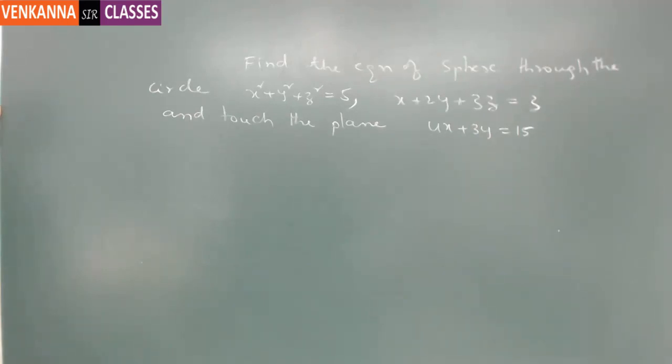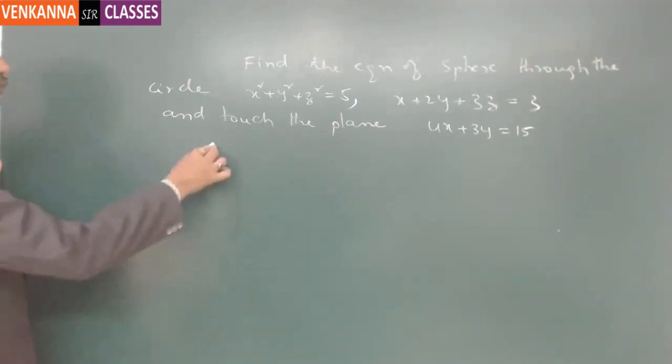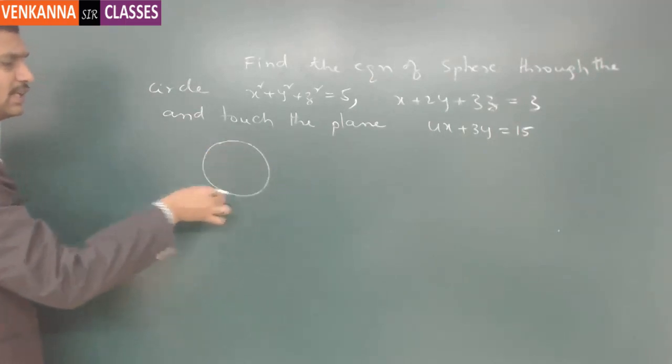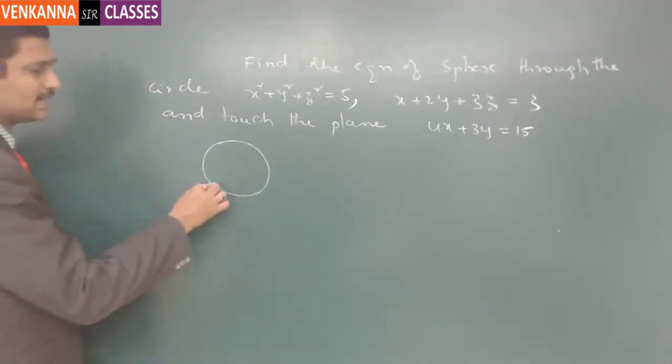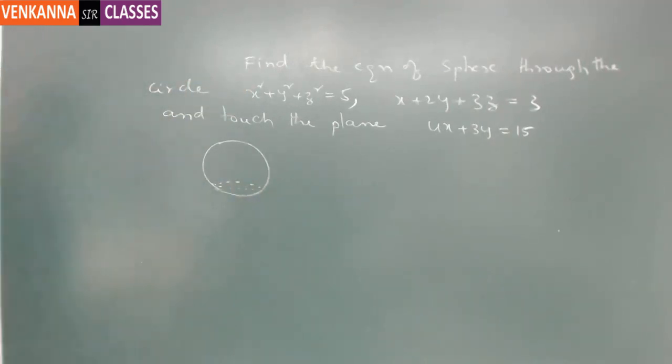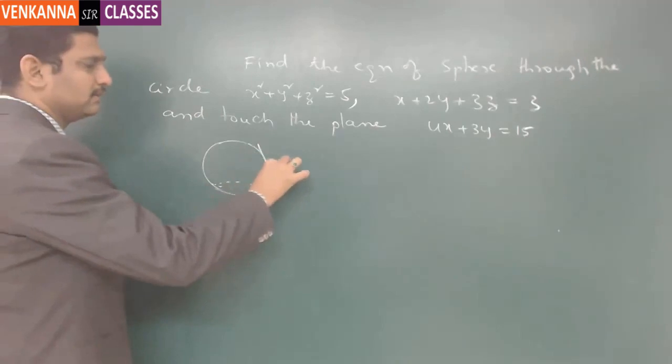The question is very similar to the previous problem. The same formula we are going to use here, but the determination of lambda is different. If you visualize what we need to calculate, we have to evaluate the sphere. Let us say this is our required sphere. It has two properties. It contains the circle given by the sphere and plane, so it has the circle on it, and it will touch the plane which is given there.